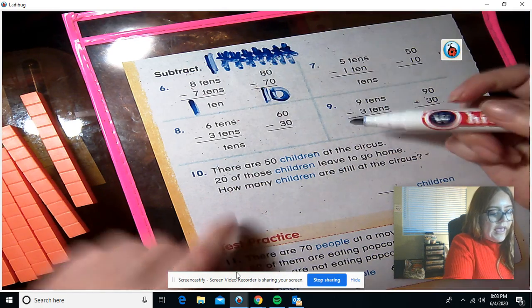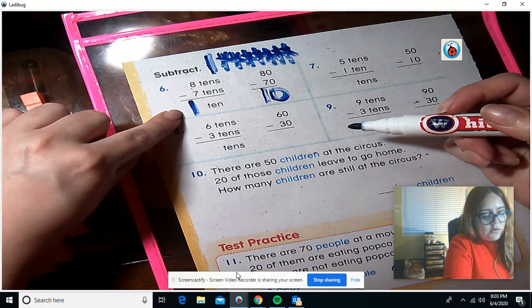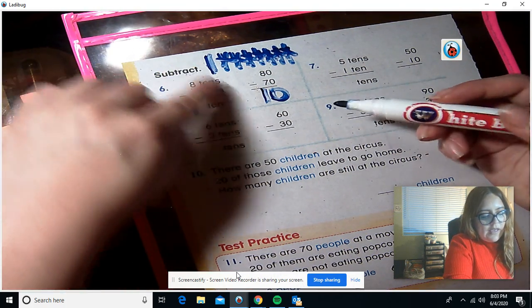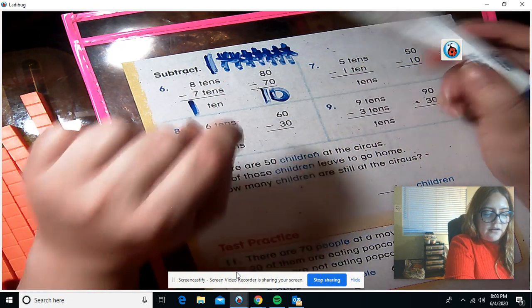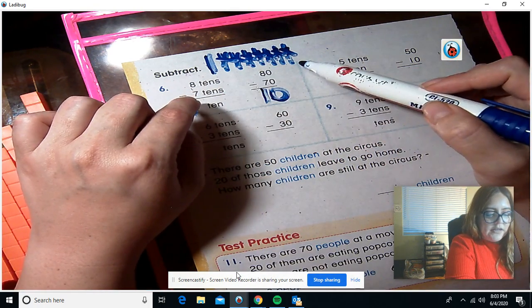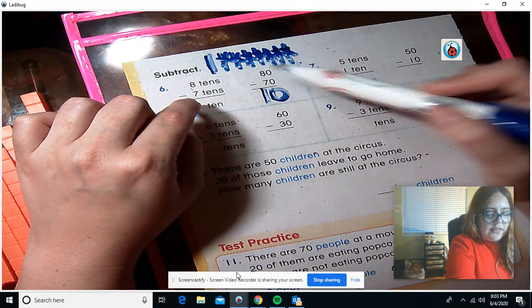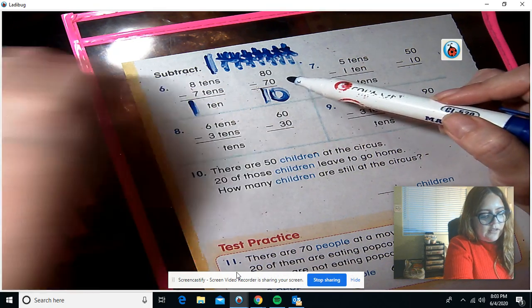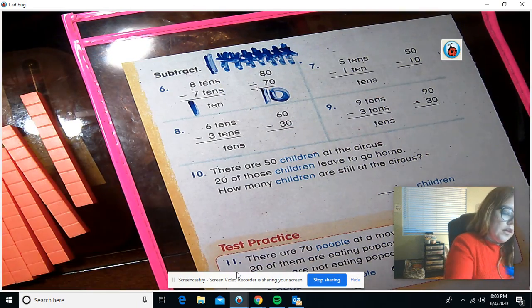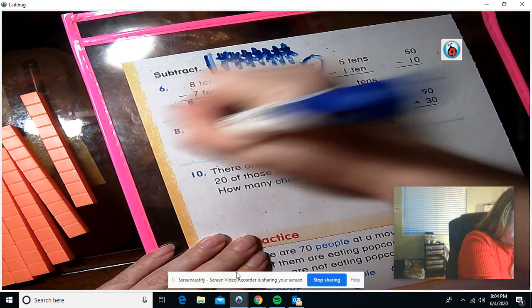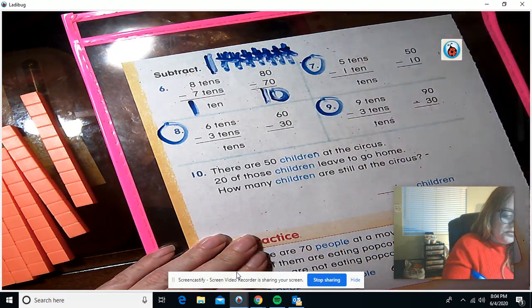So we know 8 tens minus 7 tens equals 1 10. 80 minus 70 equals 10. First, we started off with 80. We took away 70, and that left us with 10 little squares or cubes. Okay? You're going to do 7, 8, and 9 on your own.